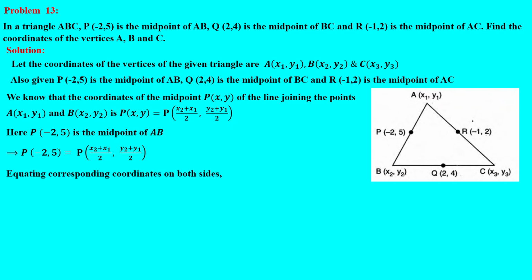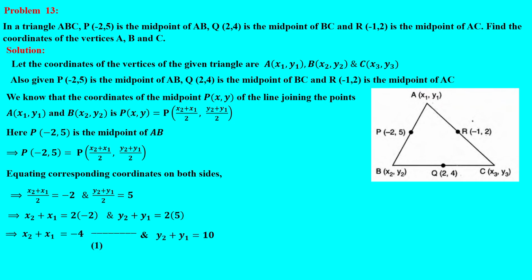Right, so equating the corresponding coordinates on both sides, (x2 + x1)/2 is equal to -2 and (y2 + y1)/2 is equal to 5. Cross multiplying, x2 + x1 equals 2 into -2 and y2 + y1 equals 2 into 5. This implies x2 + x1 equals -4 and y2 + y1 equals 10. Right, that is equation number 1 and 2.